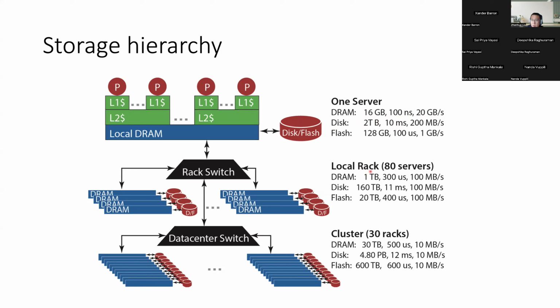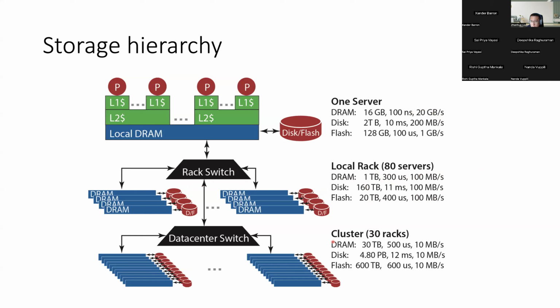But a local rack may have 80 servers, and that gives you much larger DRAM, disk, and flash drive capacity. But the time here adds the network communication time, and the bandwidth is now bounded by the rack switch. Of course, if you can afford a higher-speed rack switch, you get better, but it's still much slower than your own DRAM.